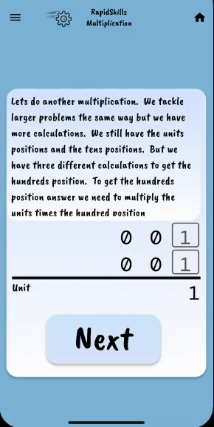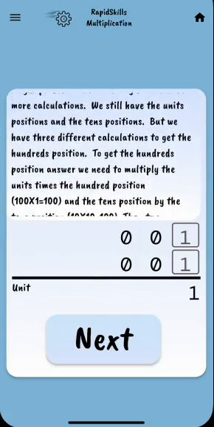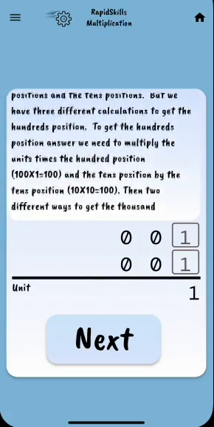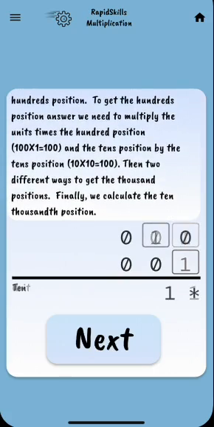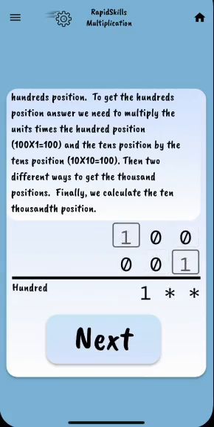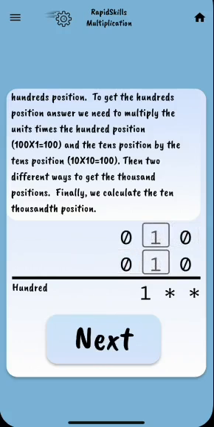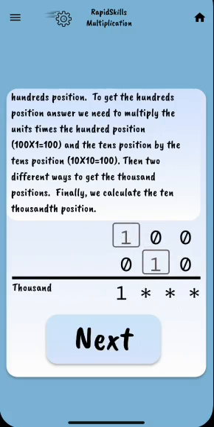Let's do another multiplication. We tackle larger problems the same way, but we have more calculations. We still have the units positions and the tens positions, but we have 3 different calculations to get the hundreds position. To get the hundreds position answer, we need to multiply the units times the hundreds position, and the tens position by the tens position. Then 2 different ways to get the 1,000 positions. Finally, we calculate the 10,000th position.